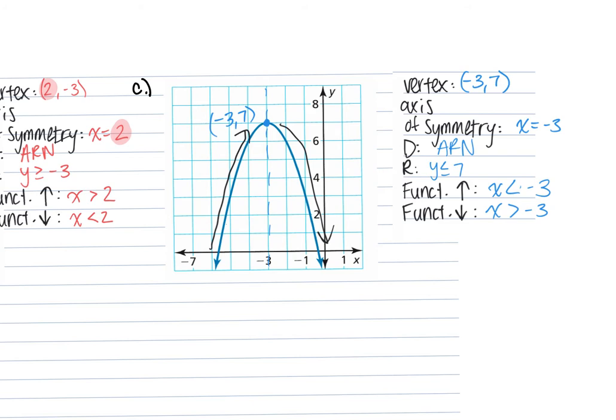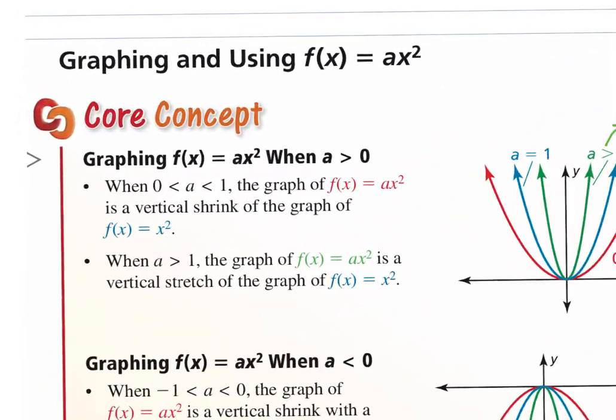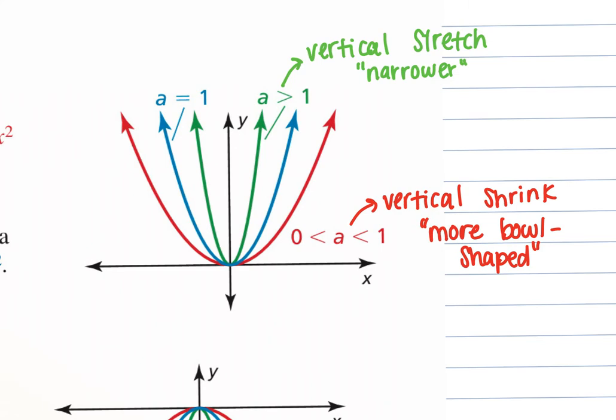Okay, so the only other thing, oh, we are back one slide. I forgot to talk about this. Okay, so remember, we're dealing with a values, right? Because it's a times x squared, okay? When a is bigger than 0, we get parabolas that look like this, okay? Now, when a is bigger than 1, that means you are going to be vertically stretching your graph. It's going to be nice and narrow.